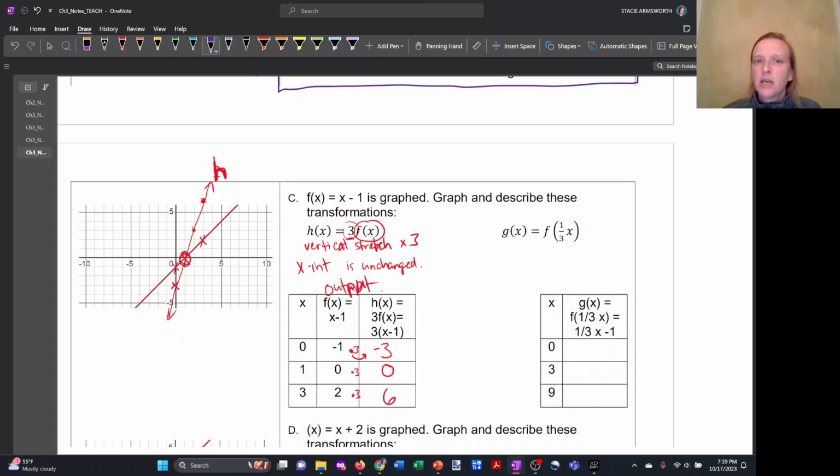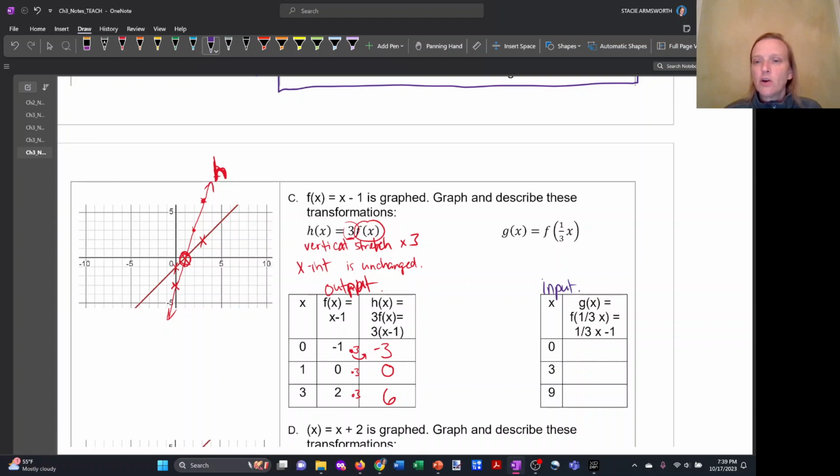Let's look at this example, the g function. Once again, I'm using different values of x here, but I chose those values carefully. Here, my input values are being changed. My input values are going to be cut by a third, multiplied by a third. And so to get the original y values that I had from my original function, I'm going to have to start with a number 3 times as big as what I had before.